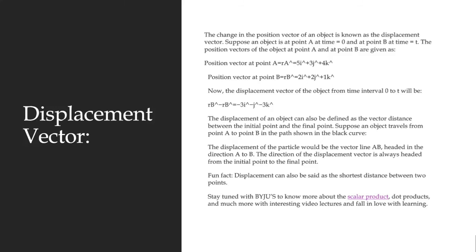The displacement of an object can also be defined as the vector distance between the initial point and the final point. Suppose an object travels from point A to point B in the path shown in the curve, the displacement of the particle would be in the vector line AB.